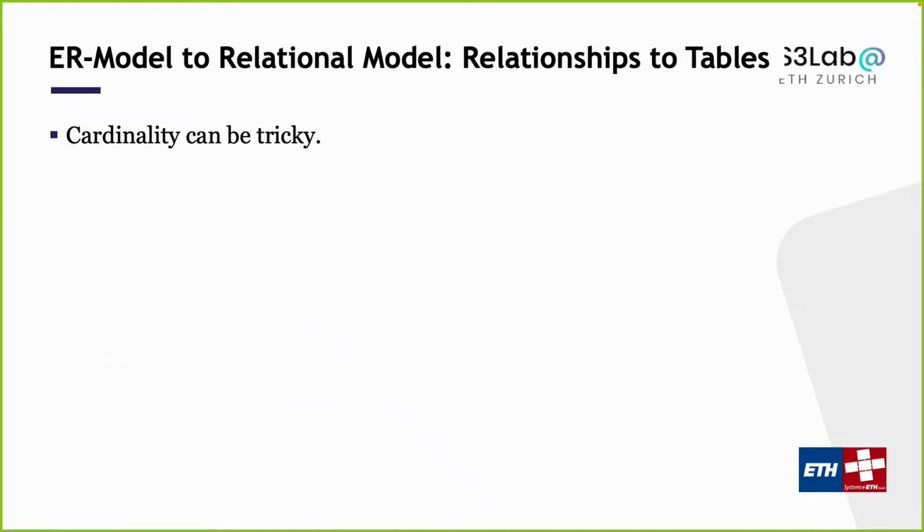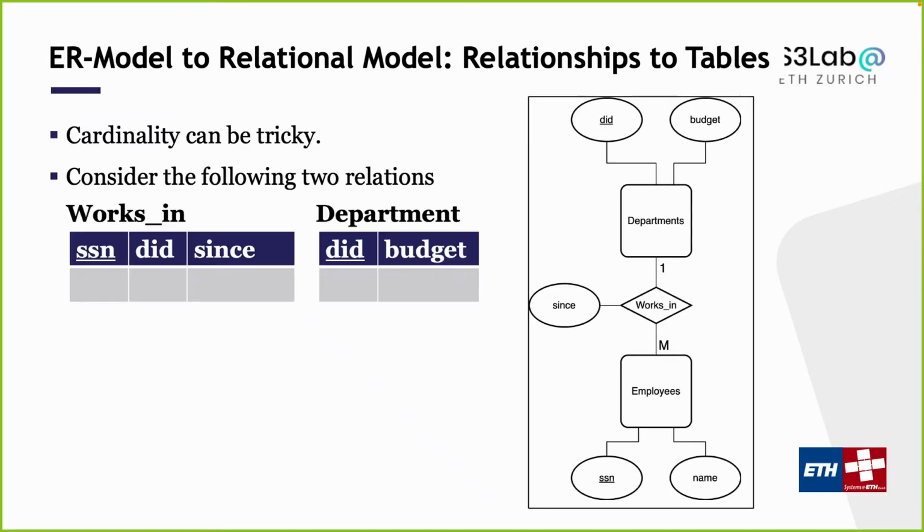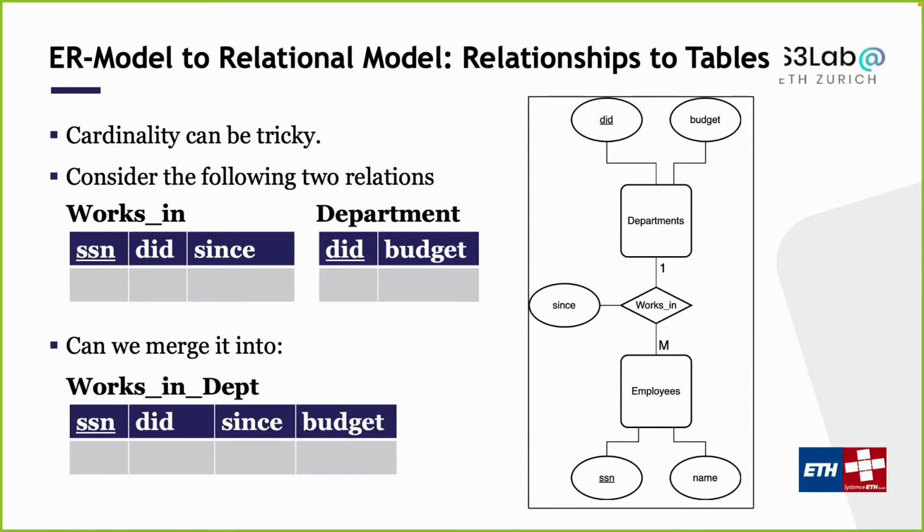And we could go another way, right? With the same conceptual model, you could merge this works in relation with the department relation. The department relation has a primary key, department ID. And whenever a department appears in the works in relation, you can also put in whatever information you have about that department. You could merge these two relations into this one.